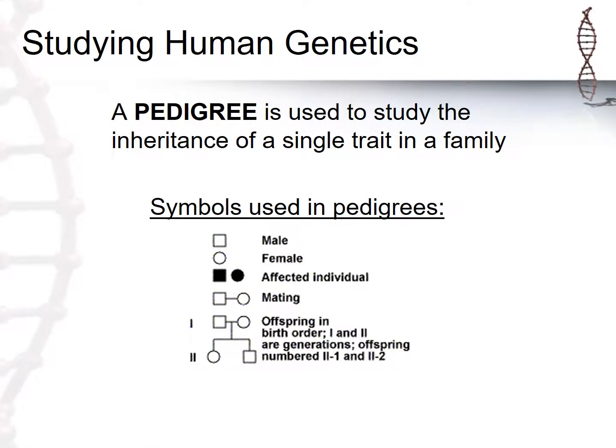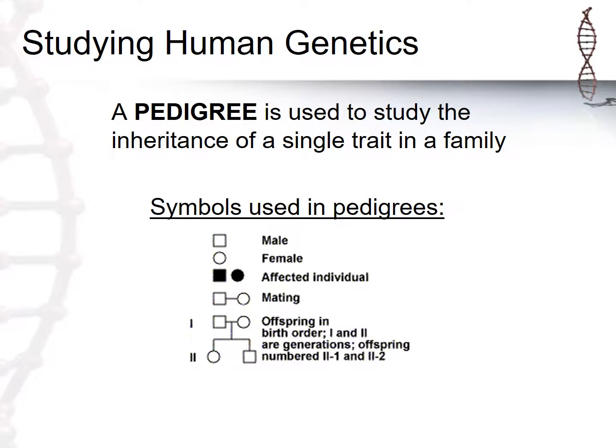So a pedigree is used to study the inheritance of a single trait in a family. So let's look at the symbols. A square designates a male. A circle designates a female. If it is filled in black, those are affected individuals. If there is a line between a square and a circle, that means mating. And to designate offspring, offspring are listed left to right in order from birth.